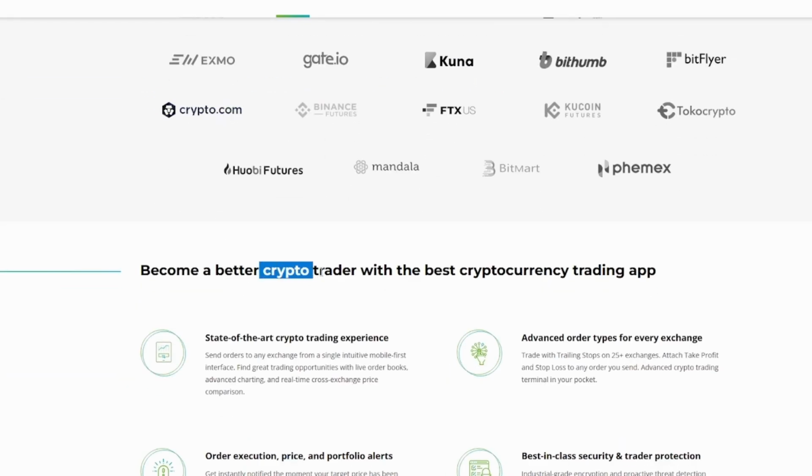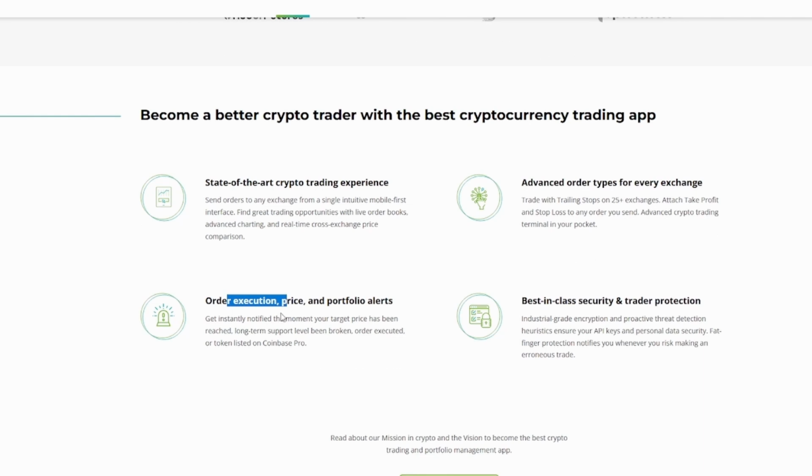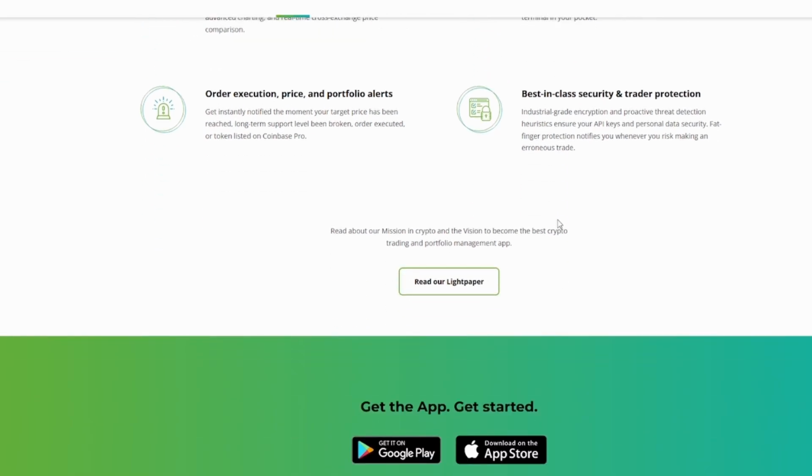So become a better crypto trader with the best cryptocurrency trading app. State-of-the-art crypto trading experience. You can actually get order execution price and portfolio alerts, best-in-class security and trader protection, and then advanced order types for every exchange. So trading with trailing stops on 25 plus exchanges, attach take profit and stop loss to any order you send as well, and advanced crypto trading terminals in your pocket.